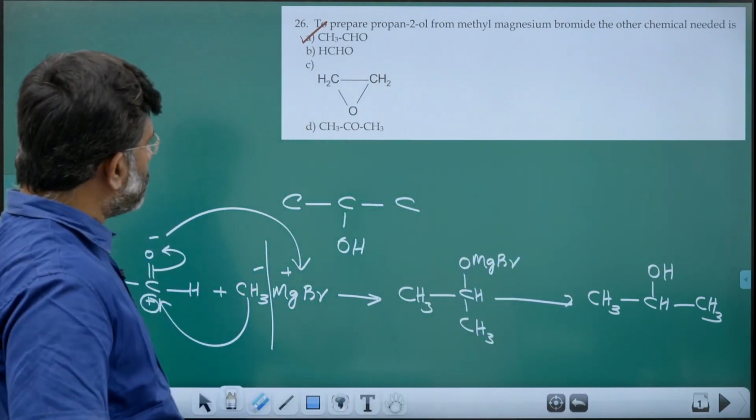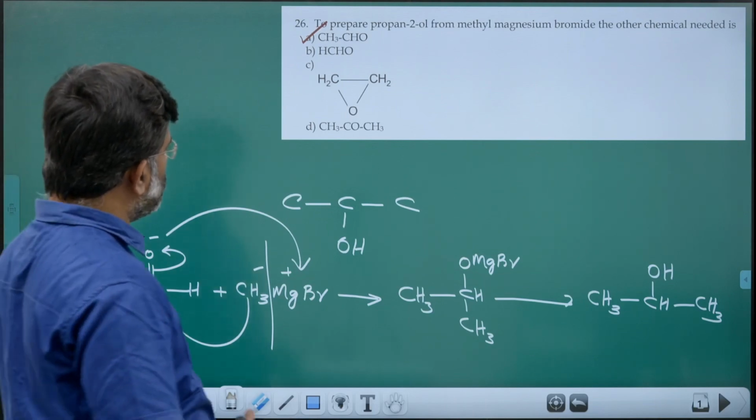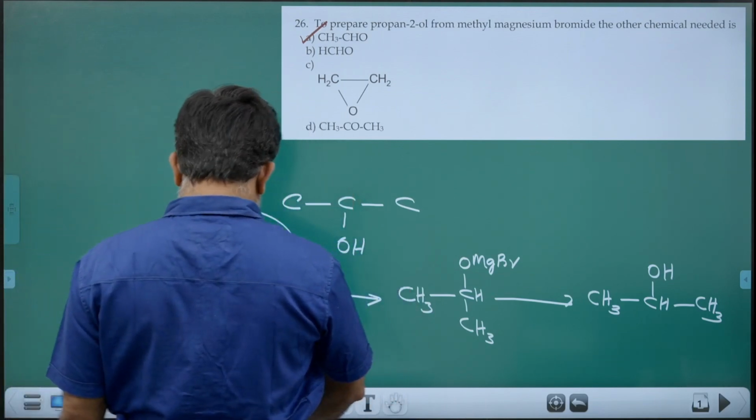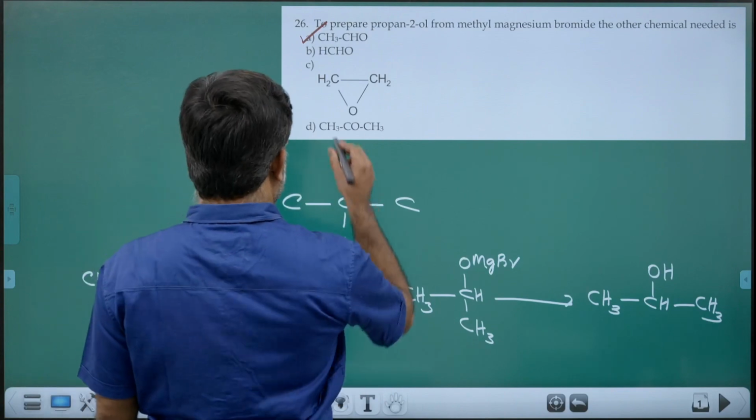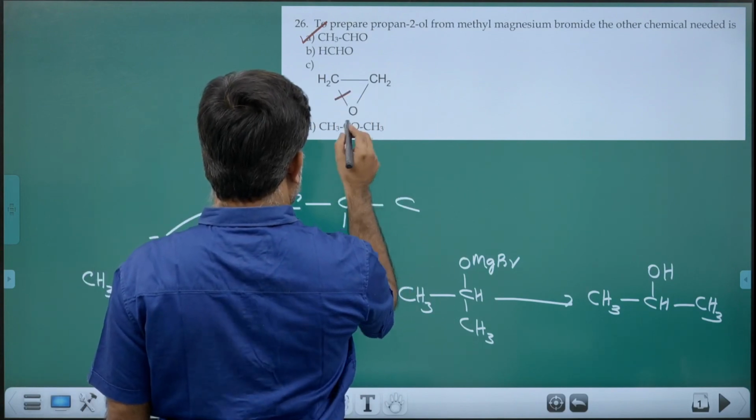Now, what about option C? That is an important point to see. Note down, suppose it is option C. What is going to happen? Let's have a look. It is going to break either here or here. Anyway, it is breaking here, or it can break here.